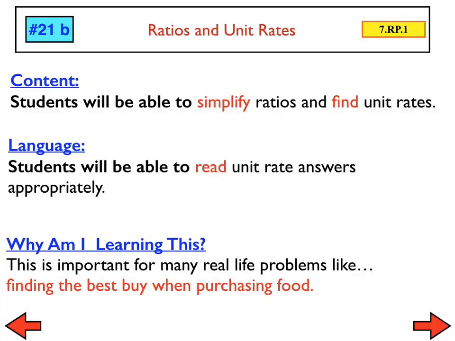Okay, we're starting a new unit today. Lesson 21B. You are simplifying ratios and finding unit rates, and you're going to practice reading them appropriately. And you're learning this because in real life, like when you go to the grocery store or buying anything really, you want to find the best buy, right? Which one's better for your money? So that would be using unit rates. Go ahead and write this down in your notes.